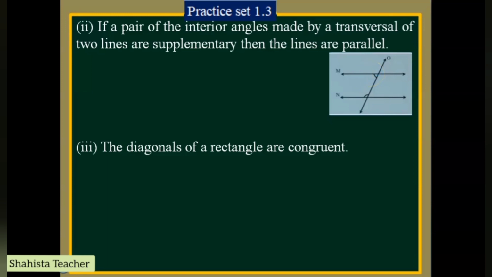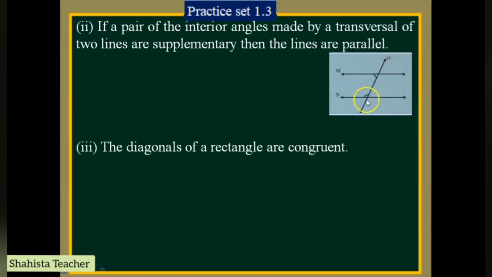So here we will write, if two parallel lines are intersected, at which points? These two points are the intersection points, and this line is known as a transversal line. The transversal line name is O. So if two parallel lines are intersected by a transversal, then the pair of interior angles are supplementary. Why? Because the sum of the two angles is 180 degrees.